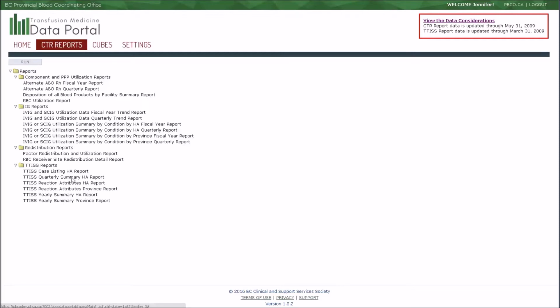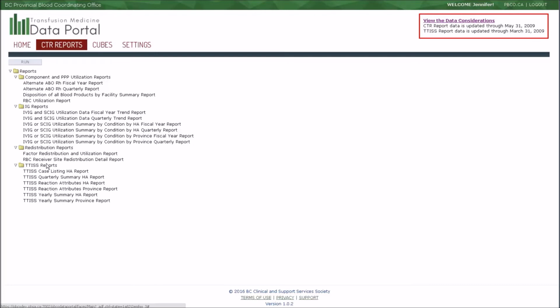The quarterly summary report and yearly summary reports provide a rate of reaction and number of recipients involved in each type of transfusion reaction for components and separately for plasma protein products. Lastly, the reaction attributes provides a series of pie charts around where the reactions occurred, which area of the facility, what categories those reactions were clustered under, and information around the days of the week and time.